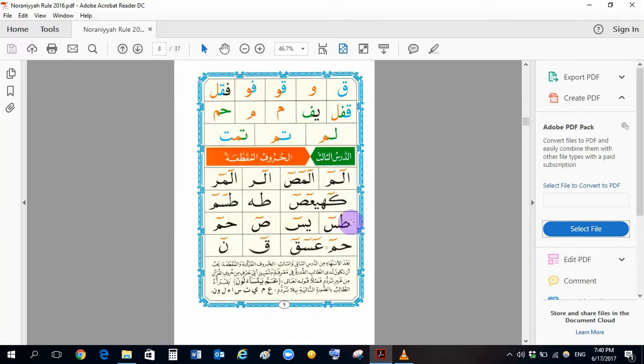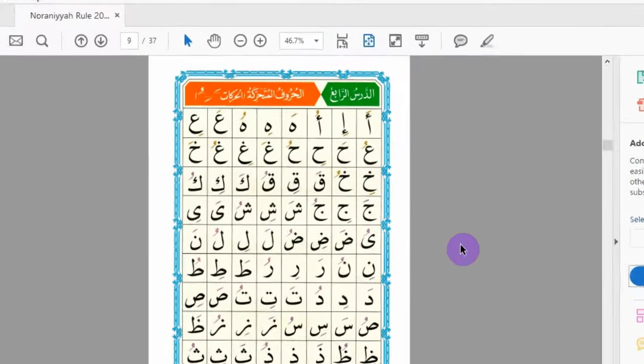They are to be discussed later in the later classes and lessons of Al-Qaida Nuraniyah. So why waste time with these now? So I leave it, as I said, until the end. So we are not going to do anything about it here. So we'll jump to lesson number 4.